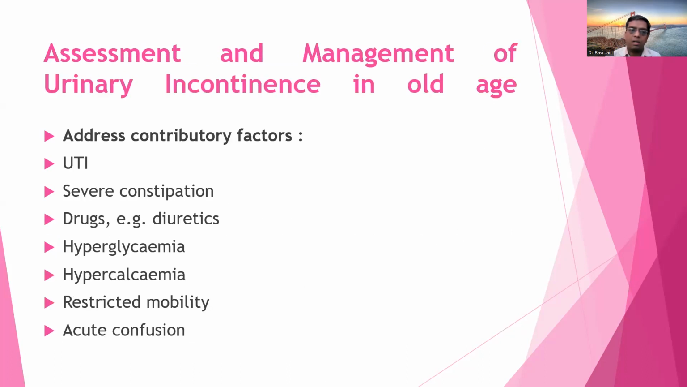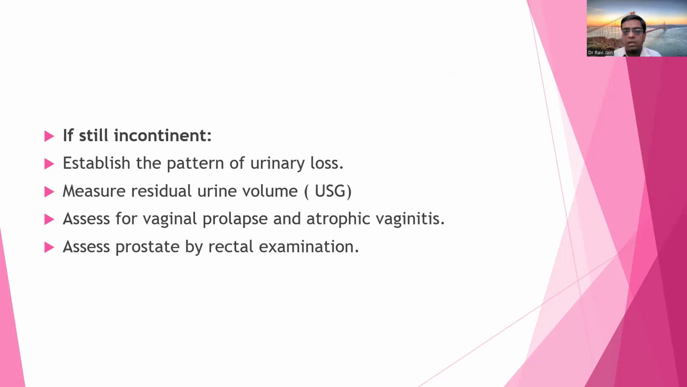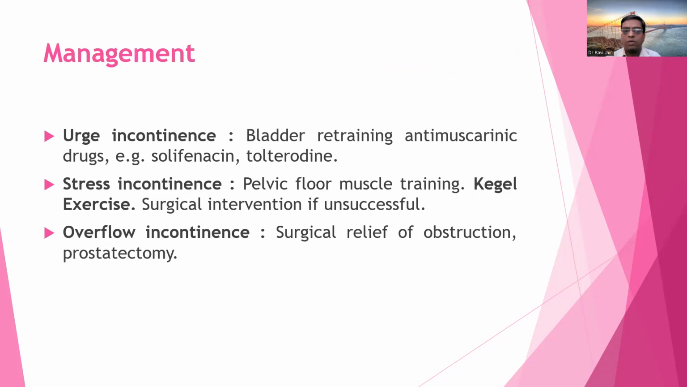Assessment is done by checking the contributory factors like UTI, severe constipation, drugs, hyperglycemia, hypercalcemia, restricted mobility, and acute confusion. If the patient is still incontinent, then measure the residual volume, assess for vaginal prolapse or atrophic vaginitis, and assess the prostate by DRE. Management of urge incontinence includes bladder-retraining and antimuscarinic drugs. Stress incontinence includes pelvic muscle training like Kegel's exercise. And overflow incontinence includes surgical relief of obstruction or prostatectomy.